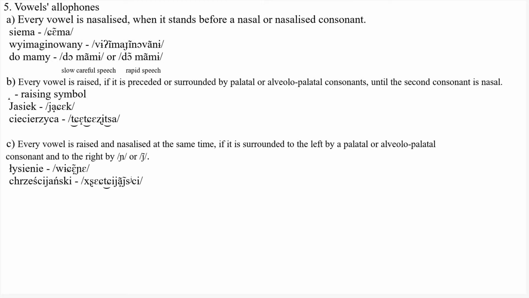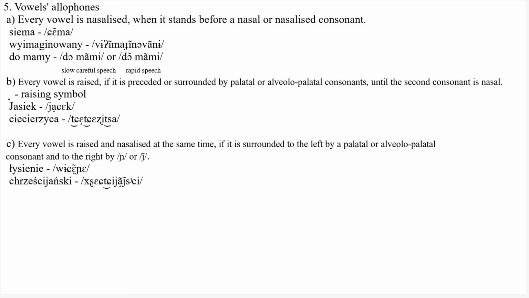Vowels, allophones. Every vowel is nasalized when it stands before a nasal or nasalized consonant, as in siema and wyimaginowane. Every vowel is raised if it is preceded or surrounded by palatal or alveolo-palatal consonants until the second consonant is nasal, as in Jasiek and Ciecierzyca.